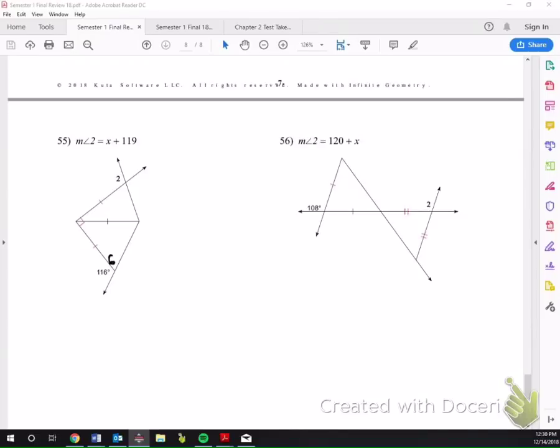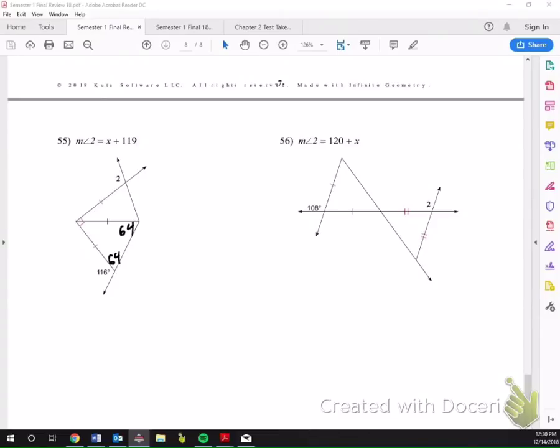So we start off with 116. We know that 116 and that base angle form a linear pair, which means they add up to 180, which means that interior one is 64. Got that by going 180 minus 116 equals 64. If one base angle is 64, they're both 64.